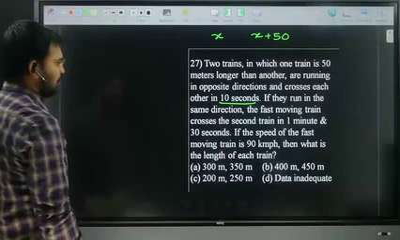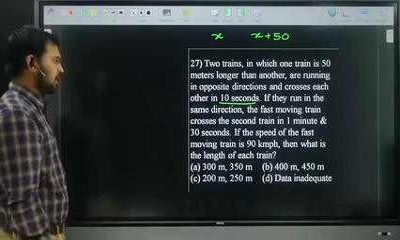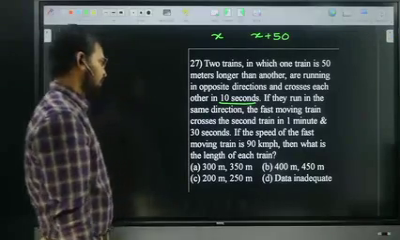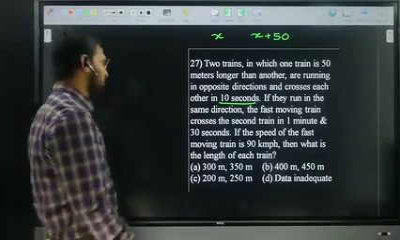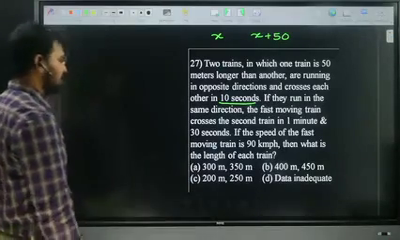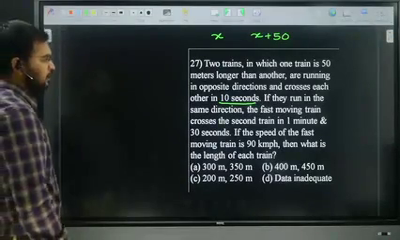If they run in the same direction, the fast moving train crosses the second train in 1 minute 30 seconds. That is nothing but 90 seconds. If the speed of the fast moving train is 90 km per hour, then what is the length of each train?